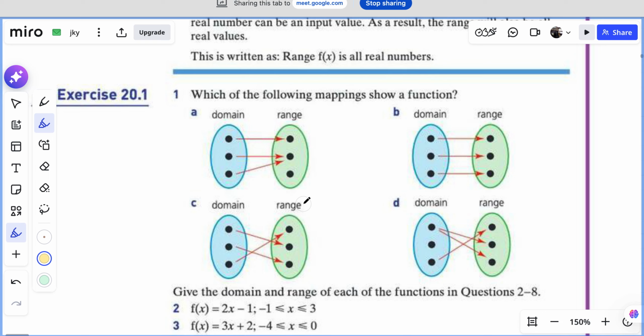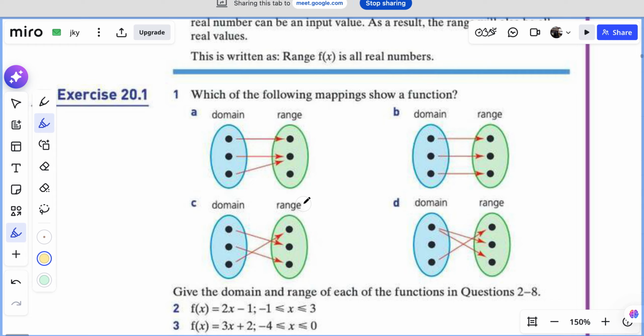Function as a mapping machine. Okay? This is a many-to-one function. This is a one-to-one function. So they can give you a diagram like this. This is a one-to-many function. Okay, this is a one-to-one function. So they can give you something like this and ask you to identify what type of mapping is shown.